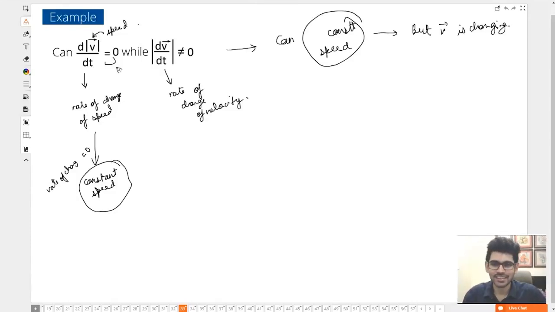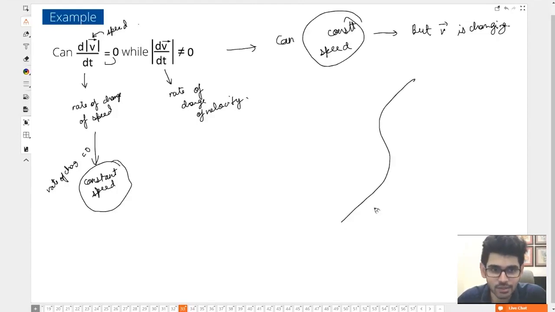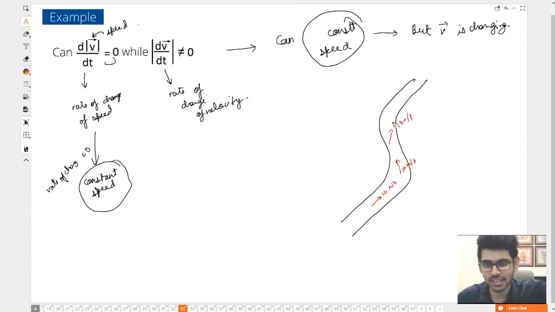Think about it. Let me give you an example. If I'm moving on a path like this, and I'm moving with a constant speed of 10 meters per second, here I'm moving with 10 meters per second, and here I'm moving with 10 meters per second. Velocity is changing, see, direction is changing, but speed is constant. Is it possible or not? Yes, it is possible.